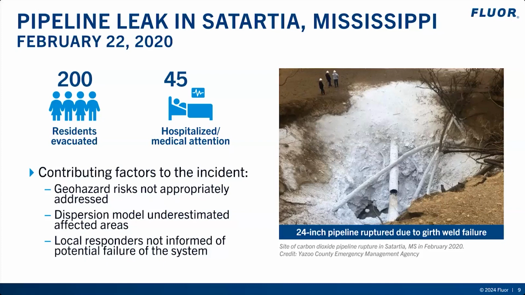The U.S. Pipeline and Hazardous Materials Safety Administration investigation reported several contributing factors to the incident, including not addressing the risks of geohazards in plans and procedures, underestimating the potentially affected areas in the dispersion model, and not notifying local responders about a potential failure of the system.